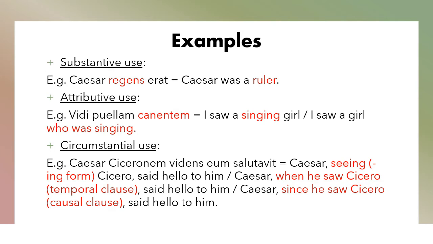But we can also use a temporal clause. Caesar, when he saw Cicero, once he saw Cicero, at the moment in which he saw Cicero, we can vary it in many ways, said hello to him. But we can also use a causal clause. Caesar, since he saw Cicero, said hello to him. In this case, the correct translation kind of depends on the context. And also, it can be a little bit subjective, so it also depends on your sensibility in some circumstances.